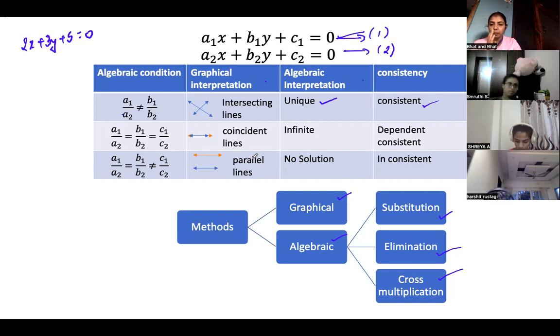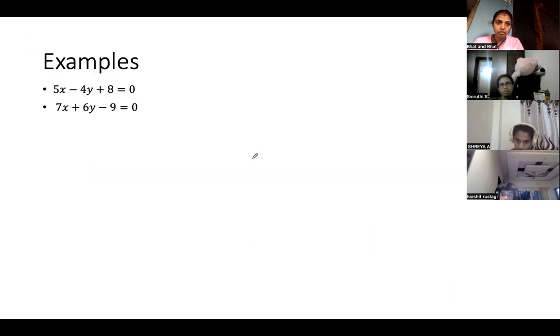Now let us see an example for this. As soon as we see the example with the help of this table, you will tell me the answer. Now, one example is here. This is one pair of linear equations. 5x minus 4y plus 8 is equal to 0. 7x plus 6y minus 9 is equal to 0.